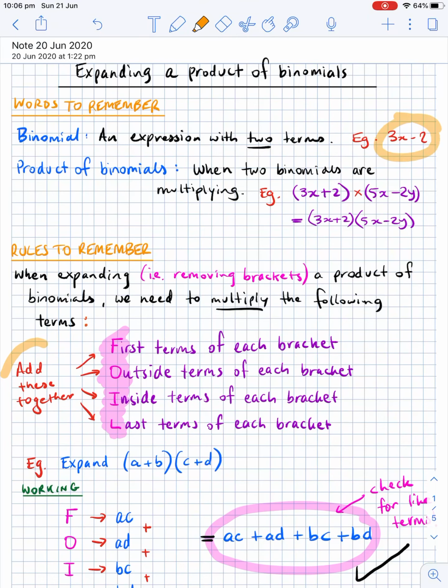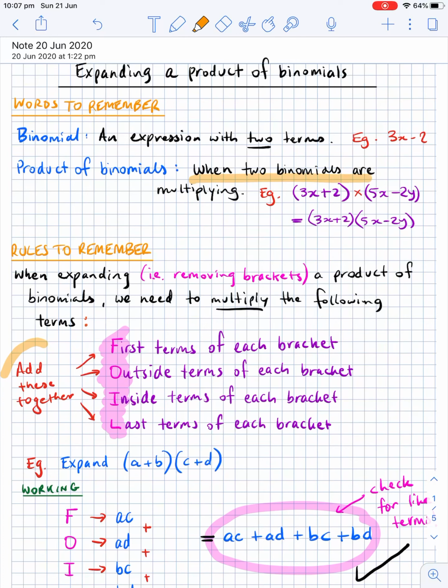So for example 3x minus 2, we've got a term here and a term here which are unlike, and you've got this minus in between which is separating them. So with binomials you definitely need two unlike terms, otherwise they would become a single term, and we need something with two terms. Next up is a product of binomials.